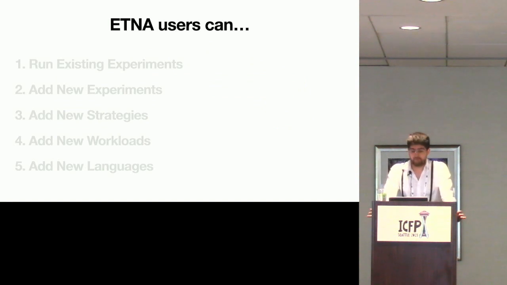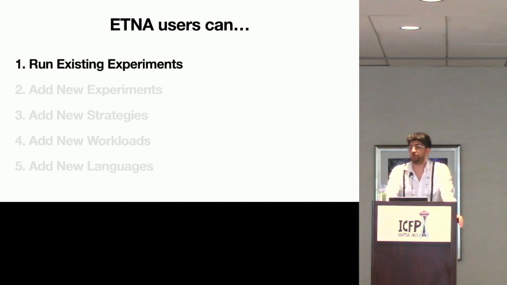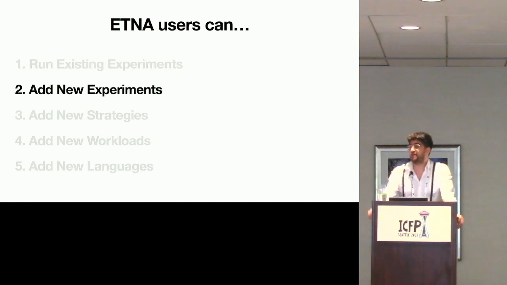So we have talked about what workloads are in Etna and how you can see your results. So what can you actually do with Etna? What are the use cases that the platform provides you with? The first is you can run the existing experiments in Etna today instantaneously without any effort, so that you can replicate all of our results from the paper. And you can also add new experiments on top using the existing testing strategies and workloads.